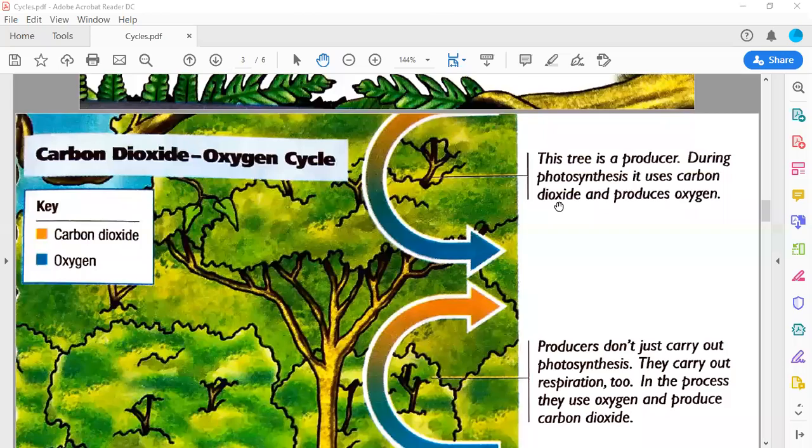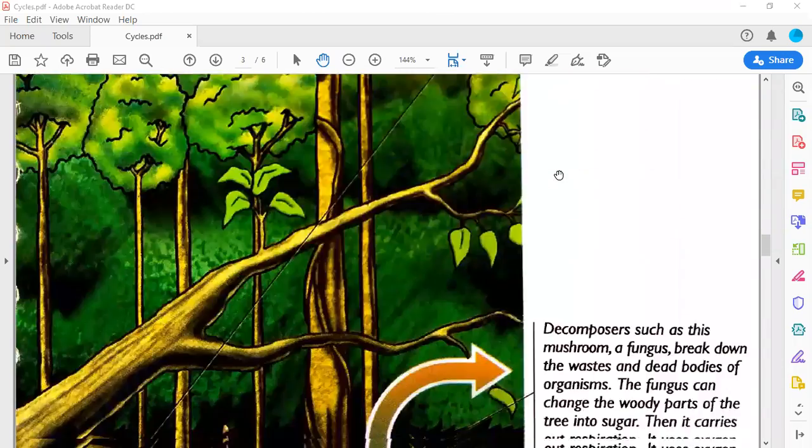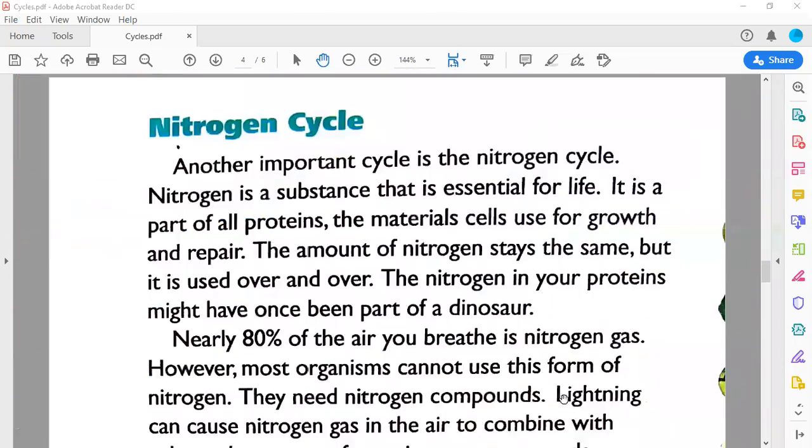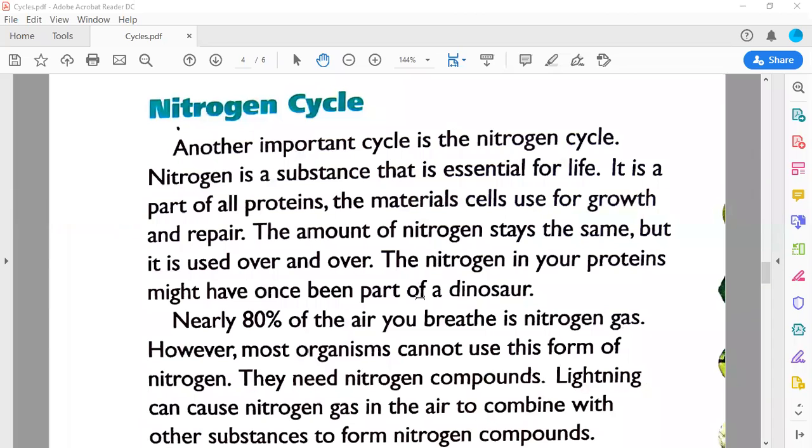Let me scroll down to see what the next part is. Okay, nitrogen cycle. I'm going to have Benjamin. Can you please? Well, you can see my screen, but you have your book, right?